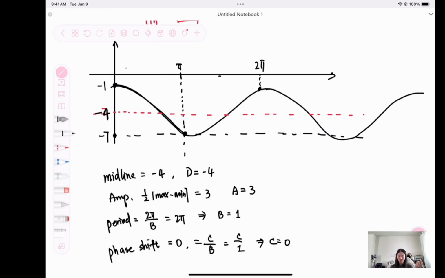Now the sinusoidal function would be f(x) equals a, which is 3, times cosine of b, where b is equal to 1, times x, and then c is equal to 0. That means we don't need to add anything inside, and then we add the midline, which is -4.